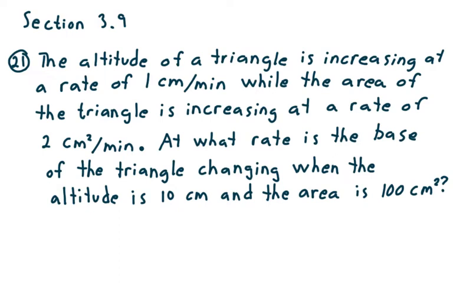The altitude of a triangle is increasing at a rate of 1 centimeter per minute, while the area of the triangle is increasing at a rate of 2 square centimeters per minute. At what rate is the base of the triangle changing when the altitude is 10 centimeters and the area is 100 square centimeters?